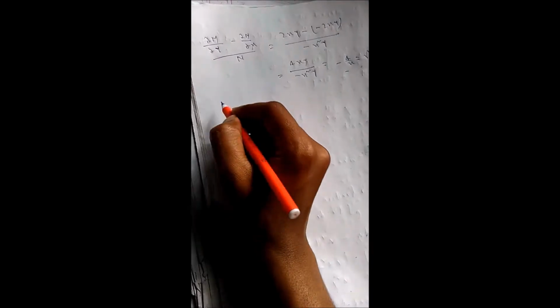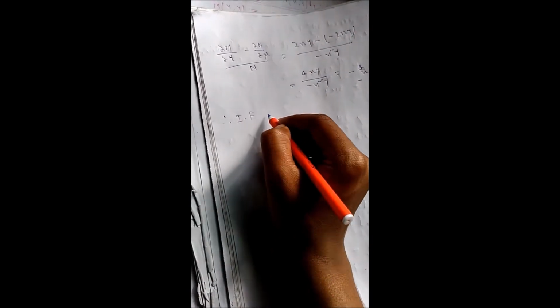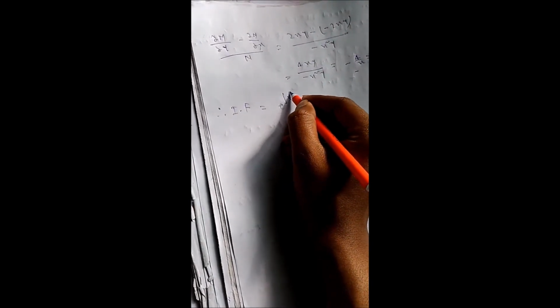Now the integrating factor is equal to e to the power integration f(x) dx, which is equal to e to the power integration of minus 4 by x dx. It is equal to e to the power minus 4 log x, which is equal to e to the power log x to the minus 4, which is equal to x to the minus 4, which is equal to 1 by x to the power 4.